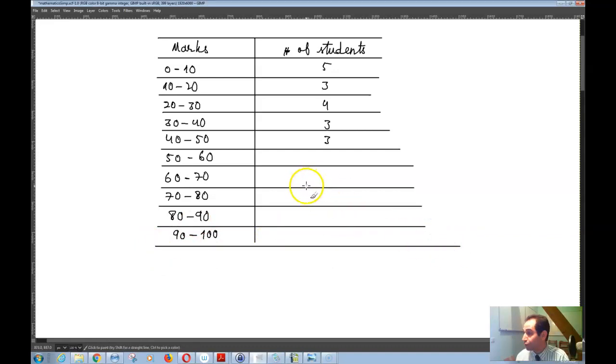5, 3, 4, 3, 3, 4, 7, 9, 7, 8. 4, 7, 9, 7, 8.